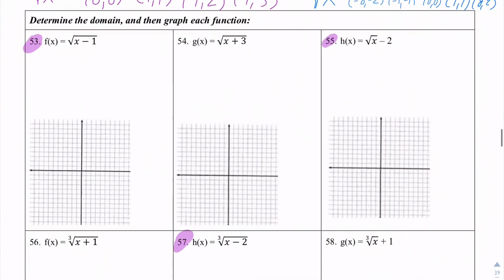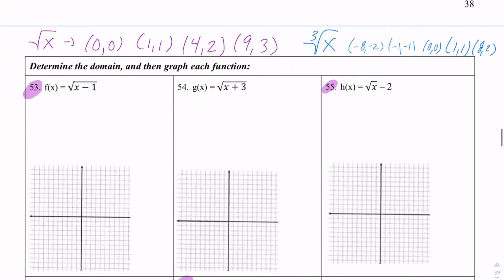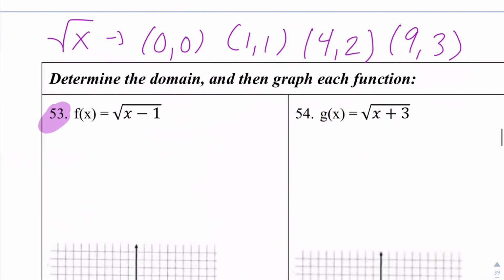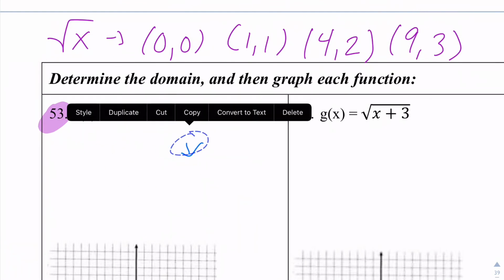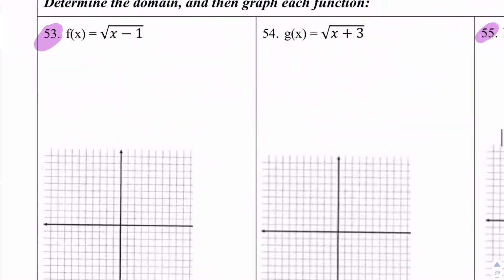This next section here we're going to graph, and I've just picked 3 of them to graph. Up at the top I've listed some key points. The key points for a square root graph are 0, 0, because the square root of 0 is 0; 1, 1, because the square root of 1 is 1; 4, 2, because the square root of 4 is 2; and 9, 3, because the square root of 9 is 3. So when we're given a square root equation to graph, I start by plotting those points.